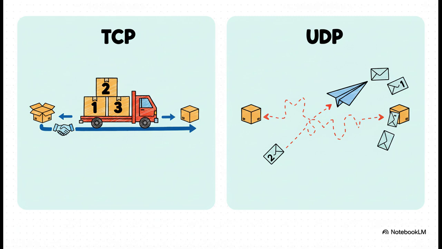UDP, on the other hand, that's like just dropping a letter in the standard mailbox. It's connectionless, it just stamps an address on the packet and sends it off. It's way faster, what we call a best effort delivery, but there are 0 guarantees. Some packets might get lost or show up out of order.